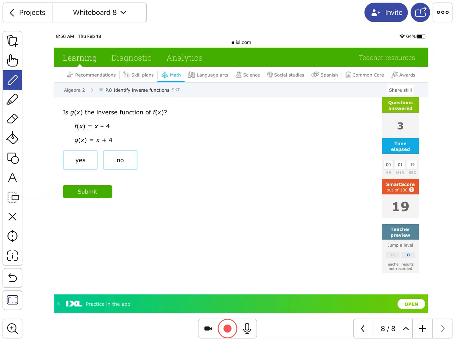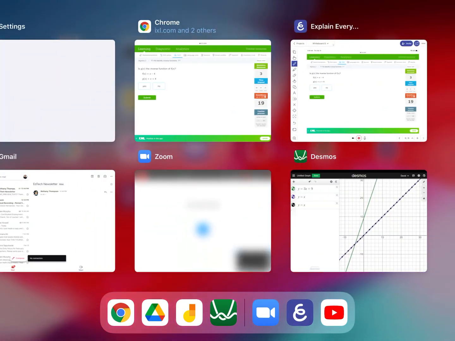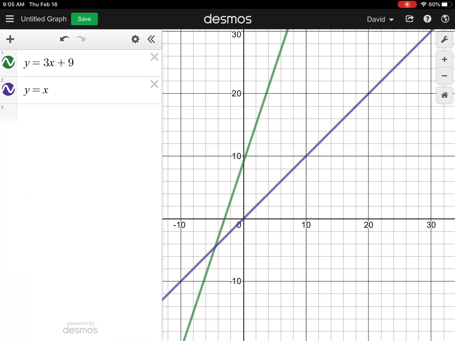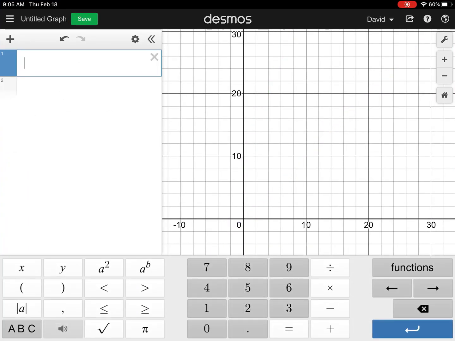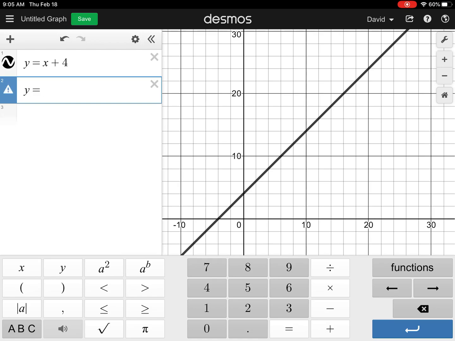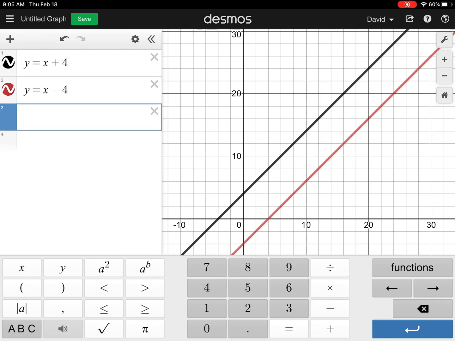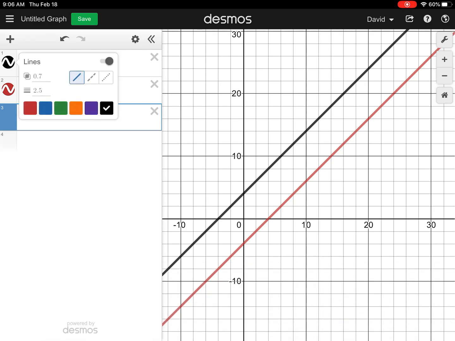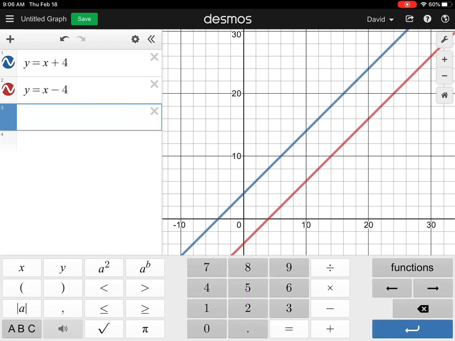I don't know if I want to do another one, but each of the 3 methods is up to you. When I look at this, I might just want to graph it. You might even just need to do one method. So let's see about the graph: y equals x plus 4 and y equals x minus 4. It's up to you how careful you want to be to check every single method here.